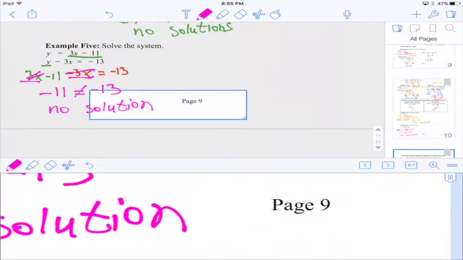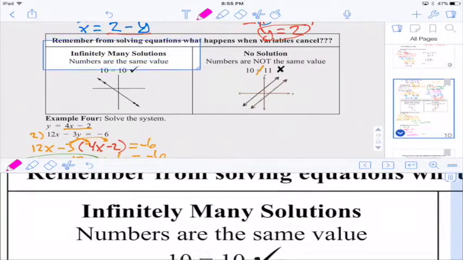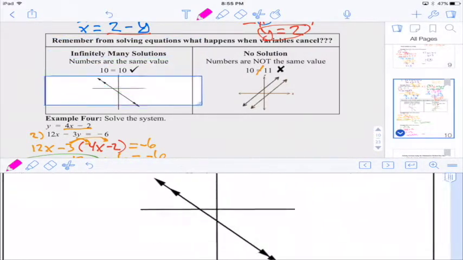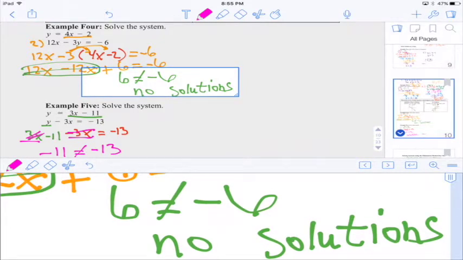So sometimes you're going to get no solution. Sometimes you will also get infinitely many solutions if it turns out to be true. This last one was pretty close, but it's not. It has to be exactly the same.